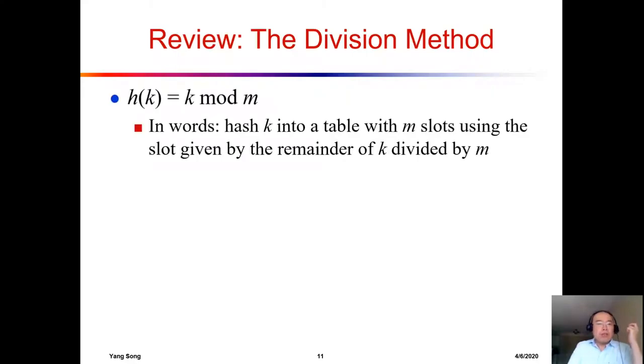For the division method, this is probably the easiest, right? We take a key k, and then we just do k mod m. Why do we mod m? Because m is the number of the slots possible in the hash table, right? So we take an integer k and then we mod m, and we are guaranteed to have a value between 0 and m minus 1.